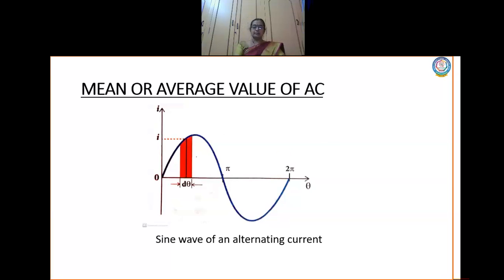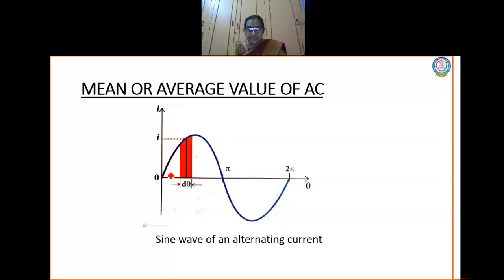Very important, one more question. The average or mean value of alternating current over one full cycle is 0. So you cannot have the value. So how to calculate? Now I am going to tell you how to calculate the average or mean value. Since it is for one full cycle, it is going to be 0.